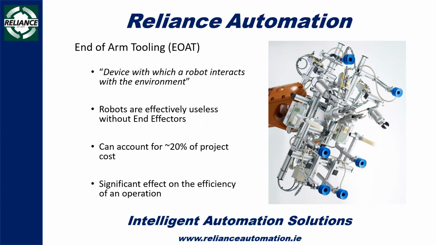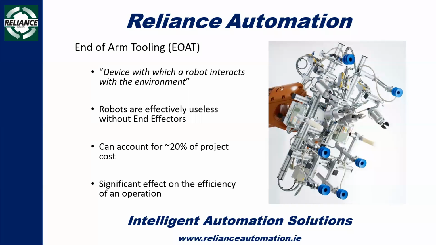It's sometimes abbreviated to EOAT. You'll see that in a few documents, and end effectors is another word that's commonly used to describe it. So essentially, an end effector is the device that the robot utilizes to interact with the environment around it.